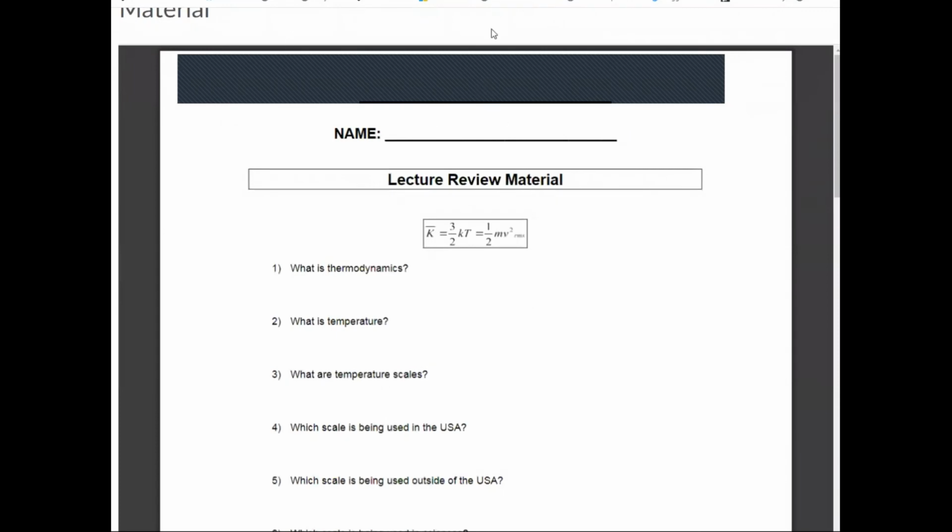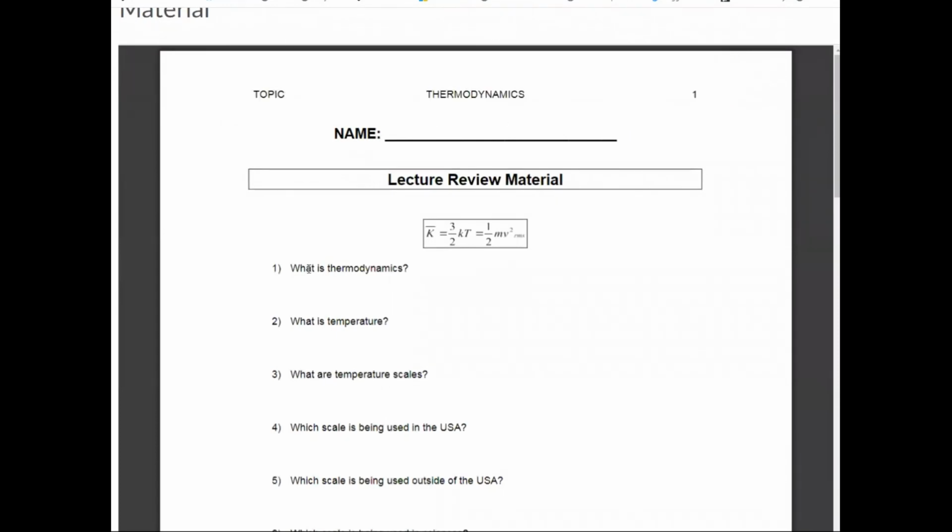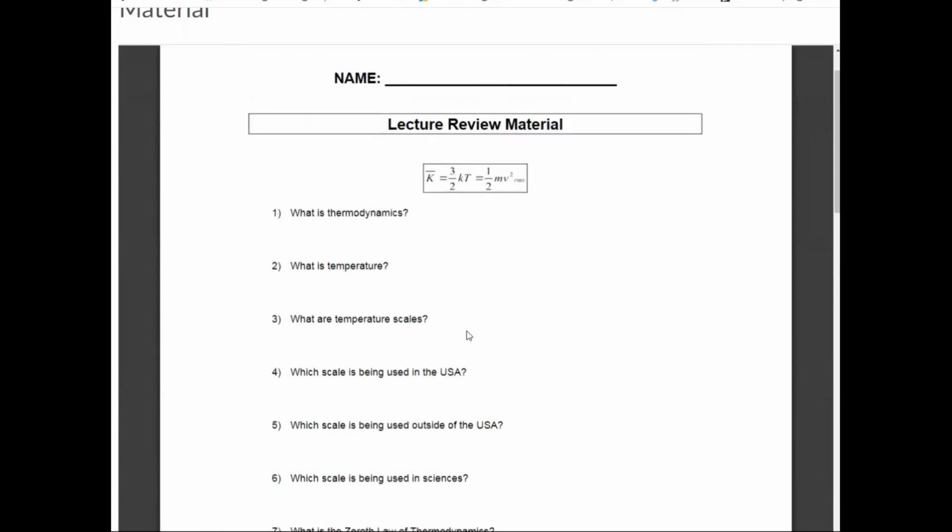Okay, let's go over the questions. So thermodynamics is the study of heat and its relationship to the mechanical energy of molecules, right? So it's related to how fast the molecules move and their relative positions with respect to each other. Temperature is the measure of how hot or cold something is, but we'll get back to the formal definition. So temperature scales, we got three. We got the Fahrenheit scale that we use in the United States. Outside of the United States, Celsius, and in sciences, Kelvin.